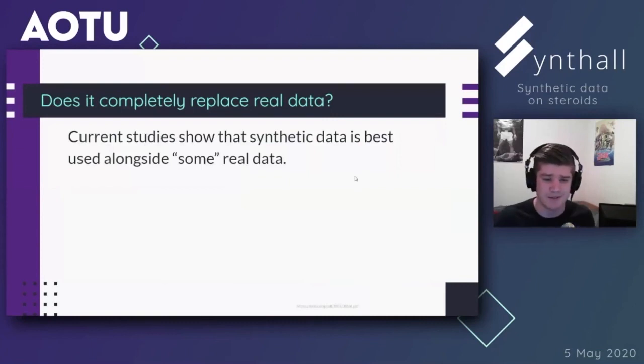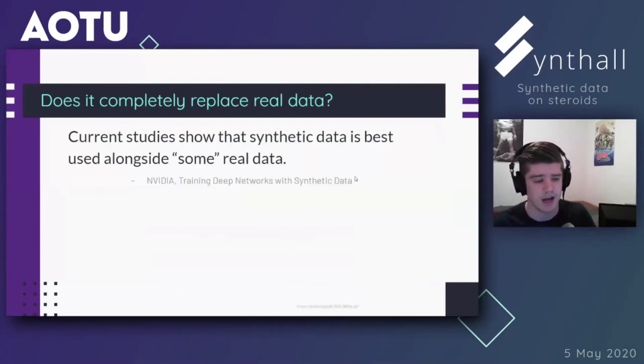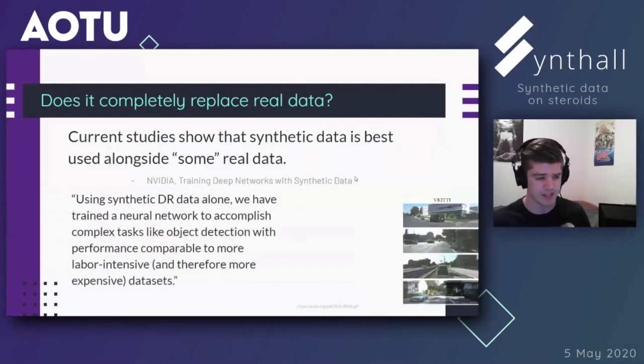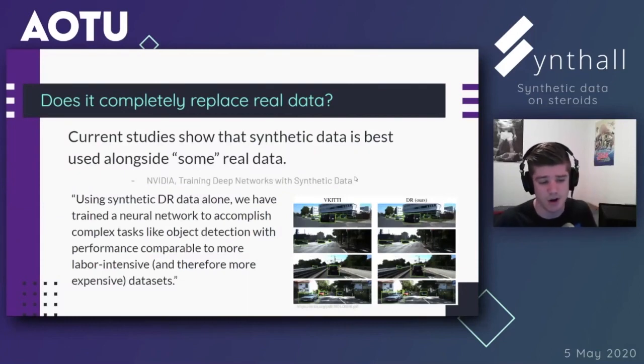Does it completely replace real data? Current studies show that synthetic data is best used alongside some real data. But I want to go back to that NVIDIA paper again, called Training Deep Neural Networks with Synthetic Data, where they said, using synthetic data alone, we have trained a neural network to accomplish complex tasks like object detection with performance comparable to more labor-intensive and therefore more expensive datasets.